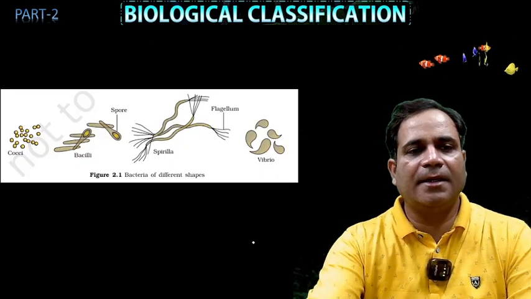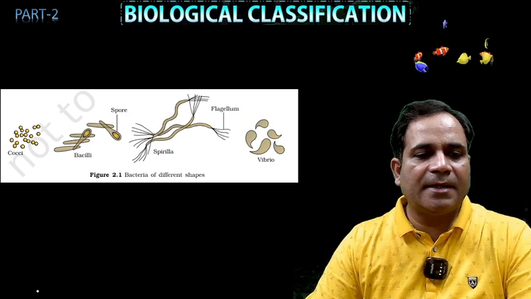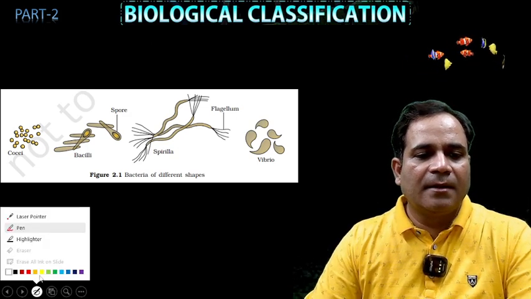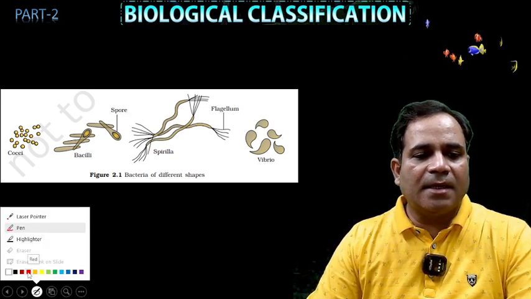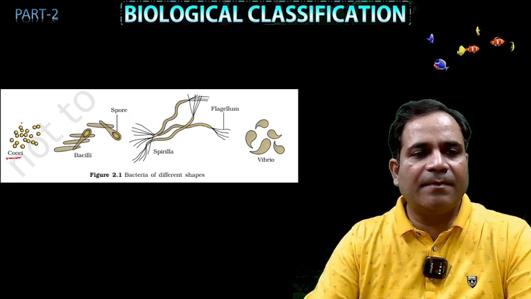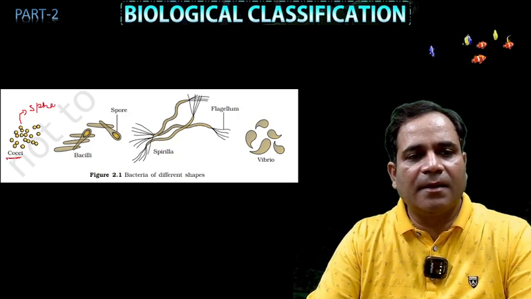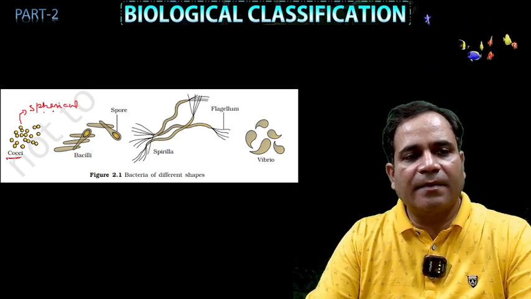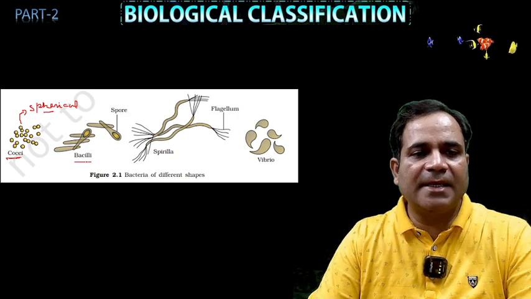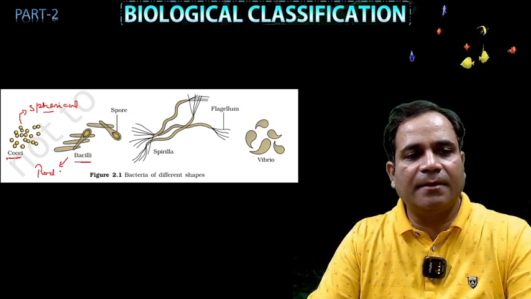Now, this is about the shape of the bacteria. This one is the cocci bacteria, which is spherical in shape. Bacilli is the plural word; this one is the rod-shaped bacteria.